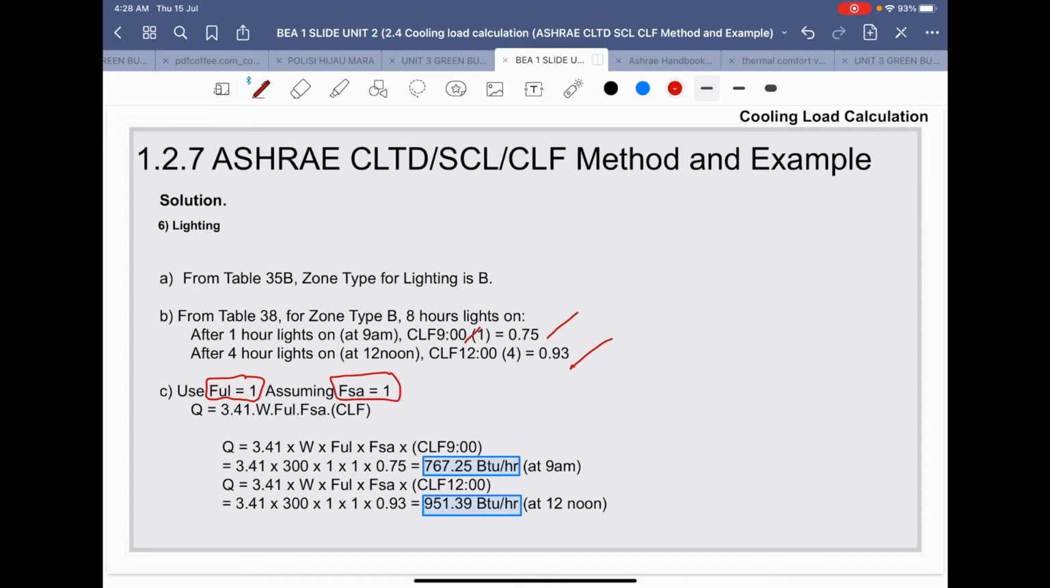If you remember, this 3.41 is the constant, while W is the watt of the lamp. The lamp energy, the power consumption, is 300 watt altogether. Then we times with this FUL, FSA and CLF at 9 a.m. and 12 noon. So at 9 a.m. the cooling load for the lamp is 767.25 BTU per hour, while at 12 noon is 951.39 BTU per hour.